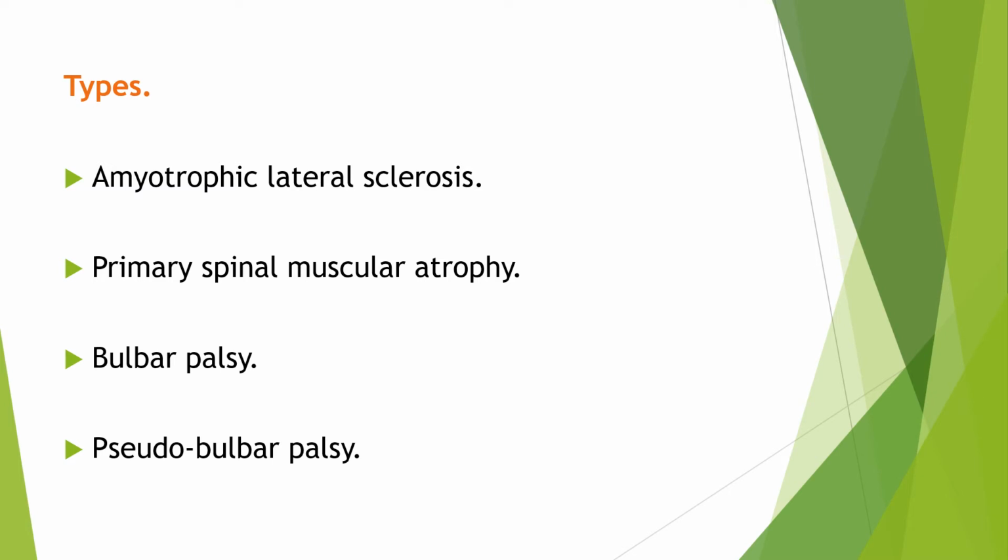So what are the types of motor neuron disease? It usually is of four types: amyotrophic lateral sclerosis, primary spinal muscular atrophy, bulbar palsy, and pseudobulbar palsy. We will describe the features of these types now.